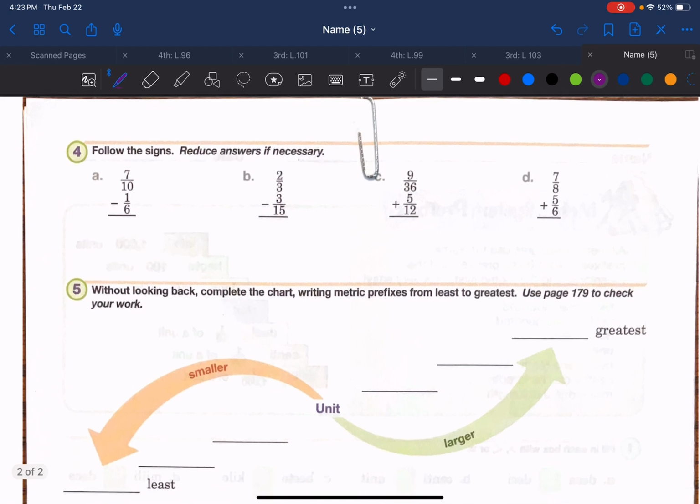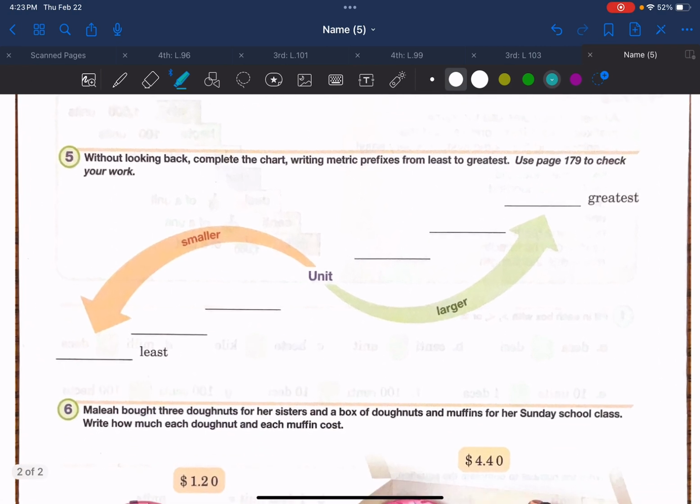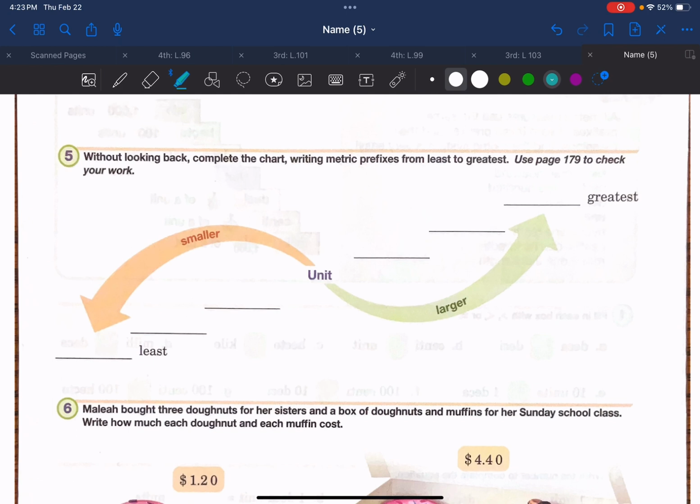On the back side, it says follow the signs, but it says reduce if necessary. So you need to reduce your fractions. And number 5, you're going to practice the front side without looking back. Try to complete the chart, writing the metric prefixes. So I'm going to give you a hint. Like this one has the same starting letter as this one. Unfortunately, that's the only one in this case, but those two have the same.